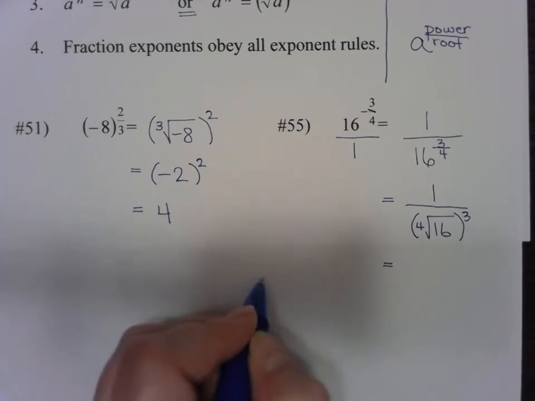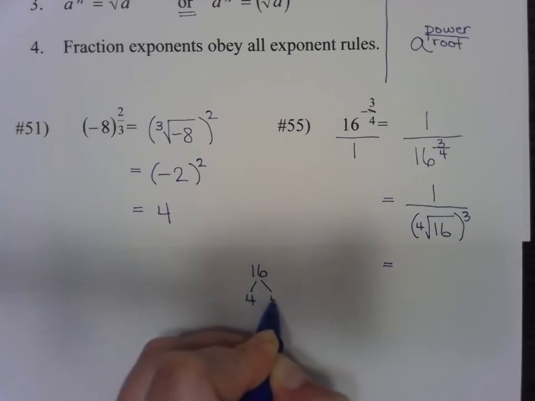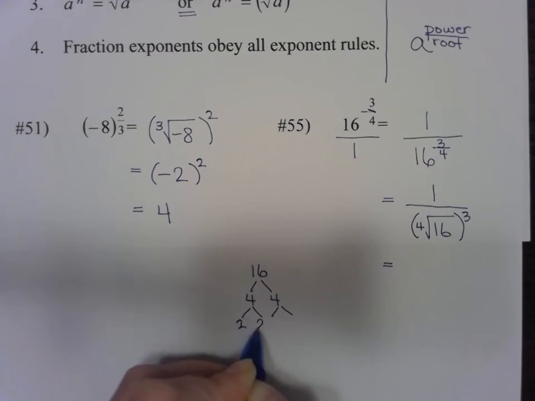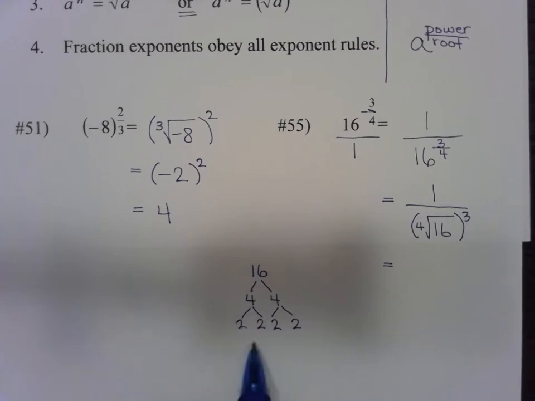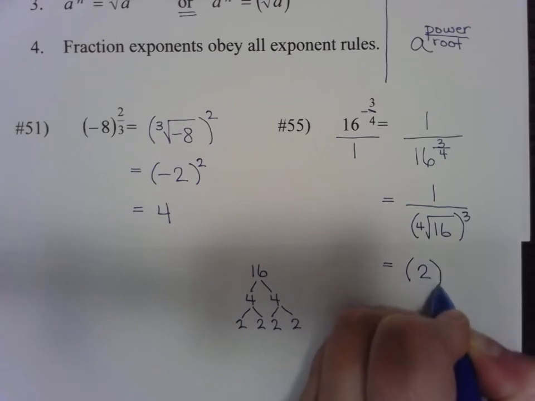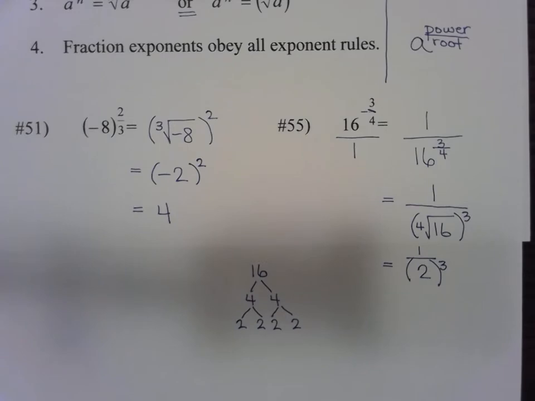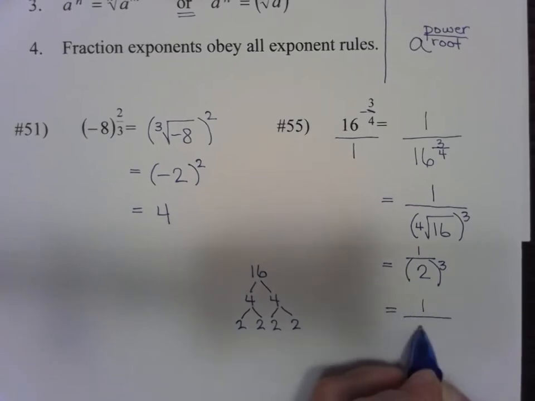So I know 16, I'm going to do this off to the side, is 4 times 4, and each of those 4s is 2 times 2. So the 4th root takes one of 4 equal factors. So the 4th root of 16 is 2. Oops, sorry, I lost my 1 over. So I got 1 over 2 cubed, or 1/8.